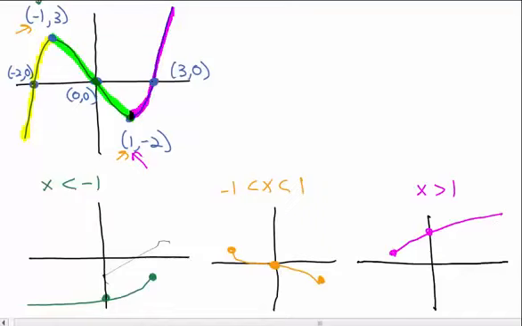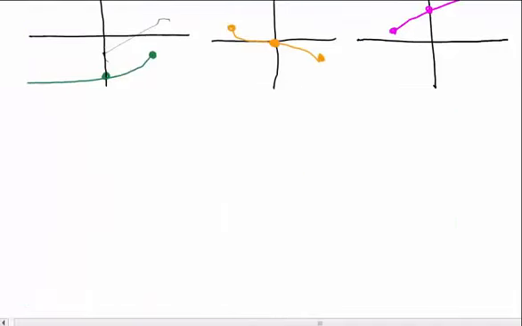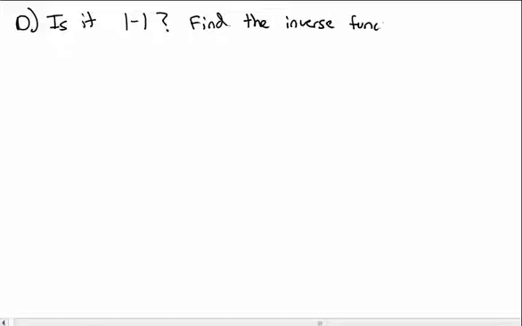So let's combine this idea of one-to-one and restricting the domain with actually finding inverse functions. So this is going to be letter D. First we're going to look, is it one-to-one? And then we're going to find the inverse function. And if it's not one-to-one, to find the inverse, we may have to restrict the domain.